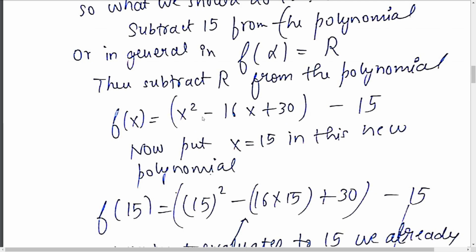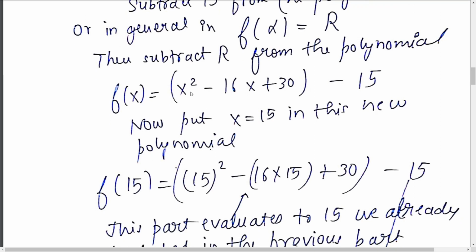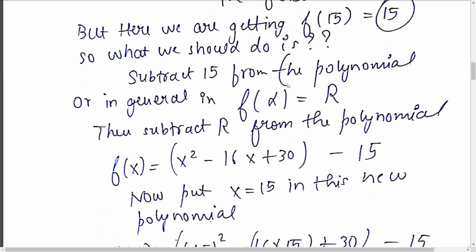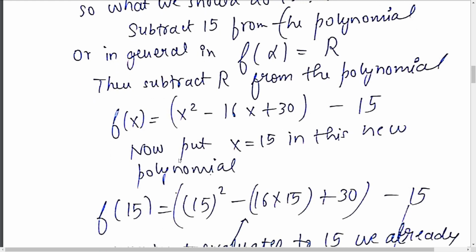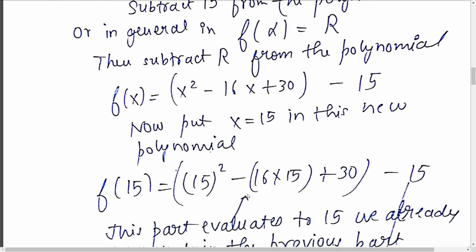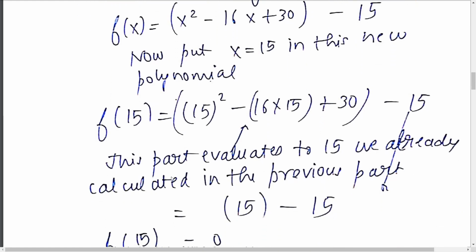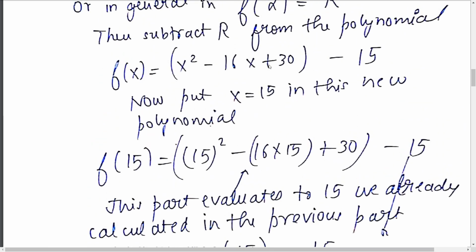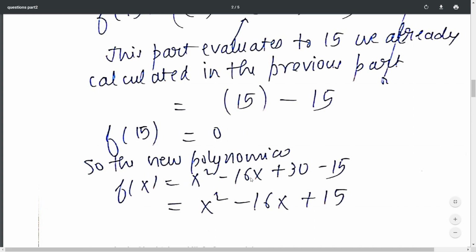Now I put 15 in this new polynomial. When I subtract 15, this becomes a new polynomial, right? So if I put x equal to 15, this value evaluates to 15. We have calculated it earlier, or you can simply substitute x equal to 15. And if you subtract 15, then we'll get f of 15 as 0, right? Because this value evaluates to 15 and you subtract 15. So f of 15 becomes 0. This new f is this. So this is the required polynomial and we need to subtract 15.